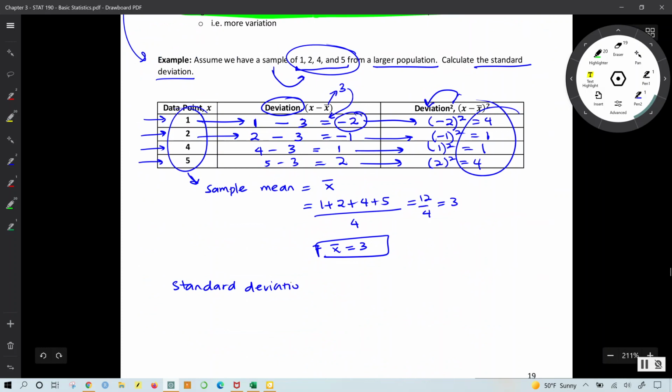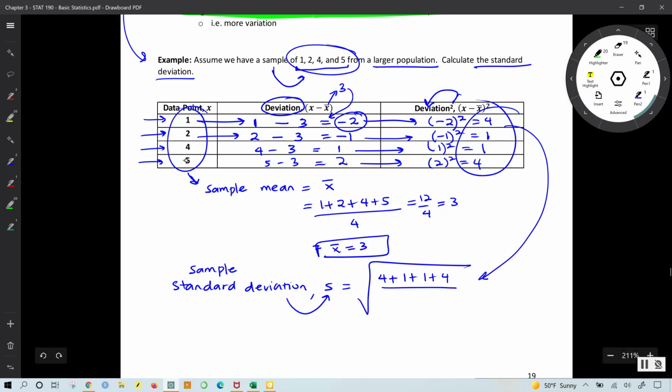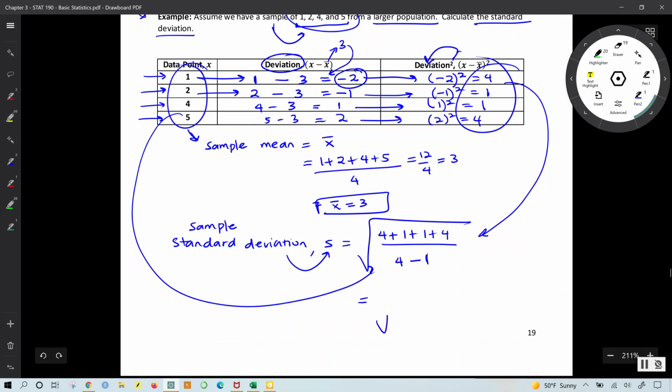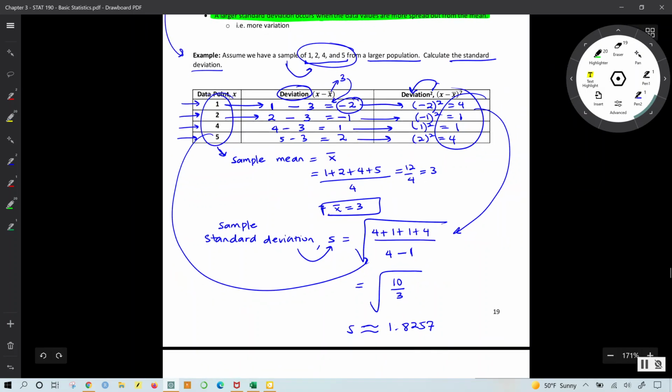For the sample, I'm going to call it the sample standard deviation, which we represent in statistics by lowercase s. It will be the square root of the sum of the squared deviations, so 4, 1, 1, 4, divided by how many data values we have. We have 4 of them, minus 1. So this is equal to the square root of 10 over 3, and this is approximately s equals 1.8257. This is how to compute the sample standard deviation.